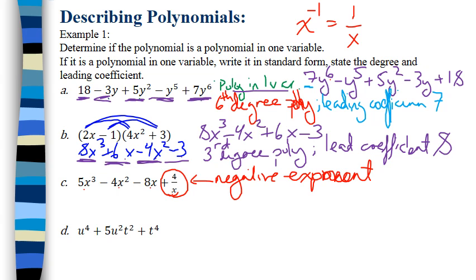Okay, here we have a polynomial that also has a u and a t, so it is not a one variable polynomial.